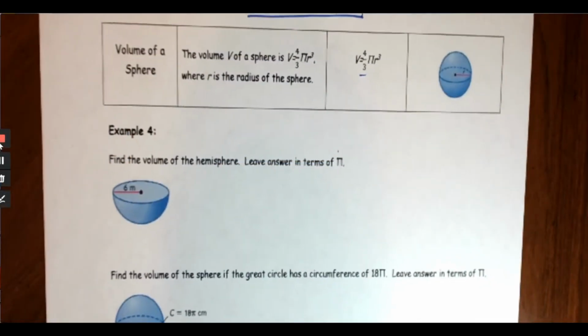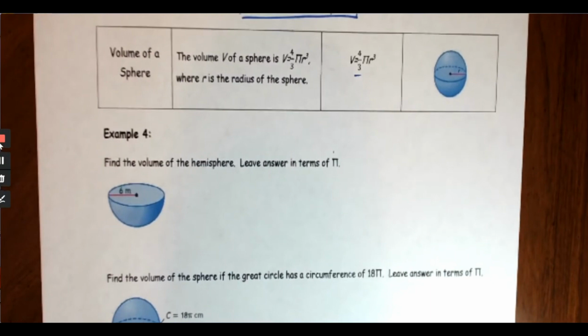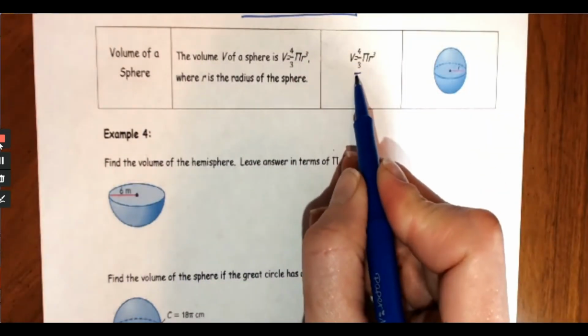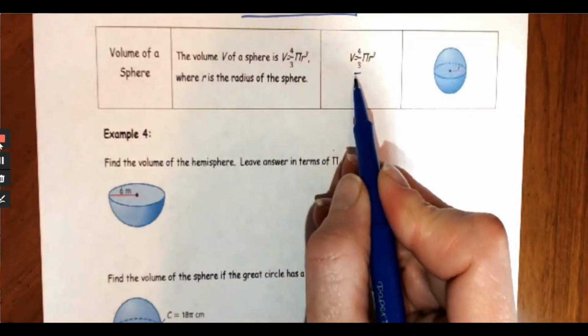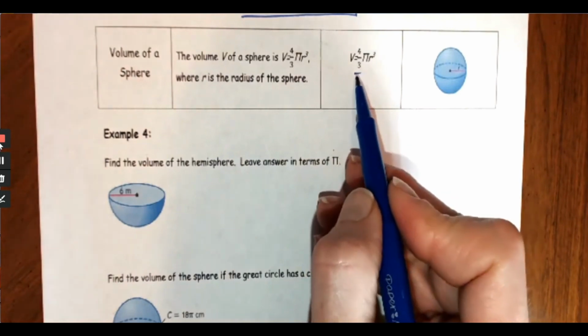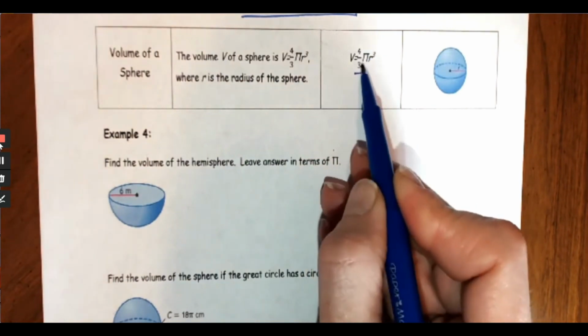All right, now we're going to look at the volume of a sphere. So the volume V of a sphere is V equals 4/3 pi r cubed, where r is the radius of the sphere. Now, a couple things to notice. Notice that from our coefficient of 4 with surface area, now we have a coefficient of 4/3.